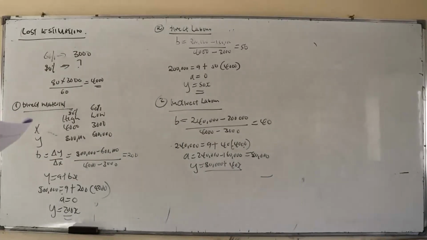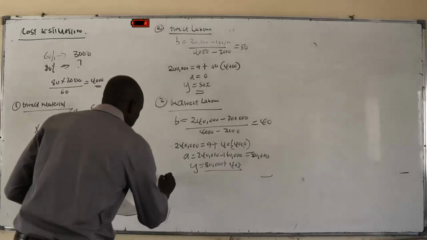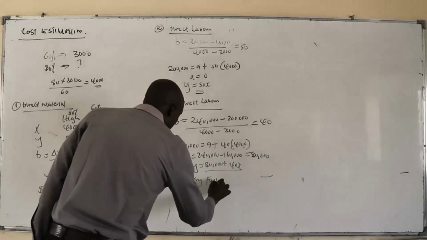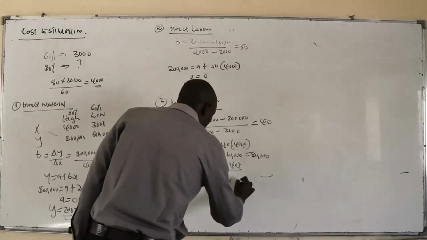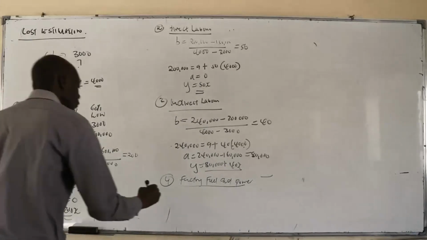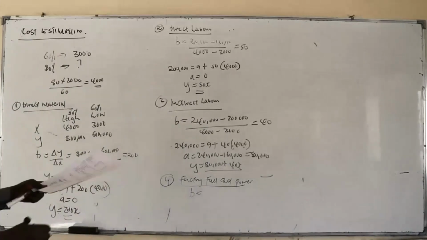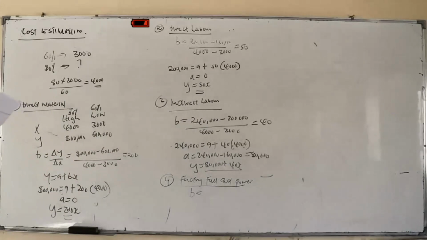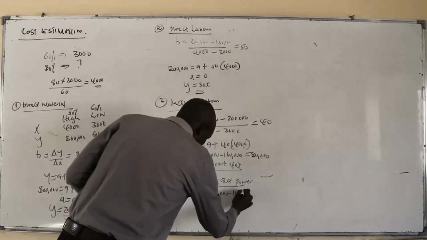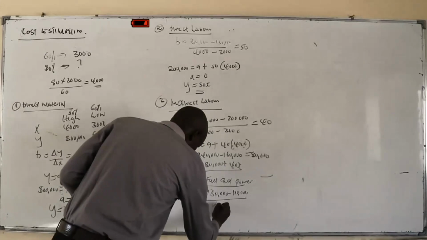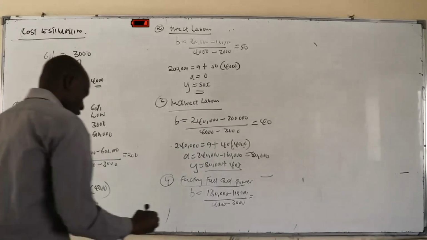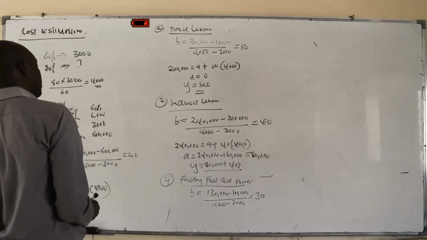We go to the next item, which is factory fuel and power, number 4. So we get the value of B. B, we take the highest Y, which is 130. 130 minus 100 over 4,000 minus 3,000. What do you get? 30. So this is B.